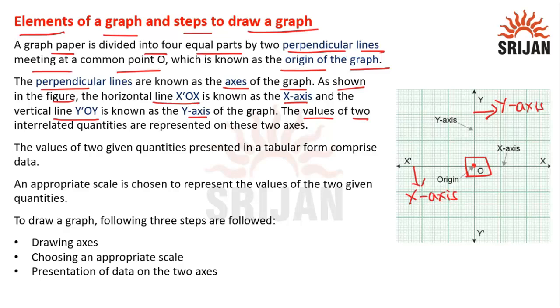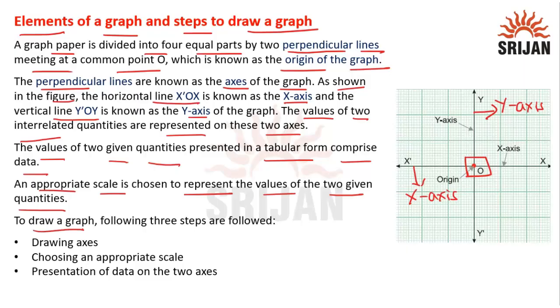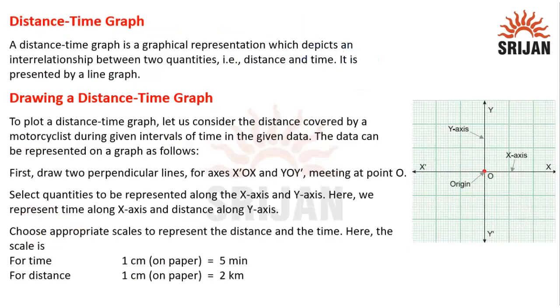The values of two interrelated quantities are represented on these two axes. The values of two given quantities presented in a tabular form comprise data. An appropriate scale is chosen to represent the values of two given quantities. To draw a graph, following steps are followed. First, drawing the axis, then choosing an appropriate scale, and then presentation of data onto axis. Then distance time graph. A distance time graph is a graphical representation which depicts an interrelationship between two quantities, that is distance and time. It is presented by a line graph.